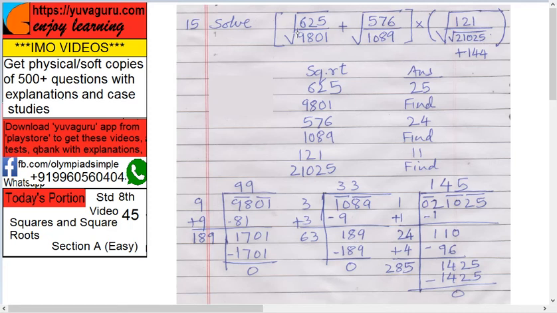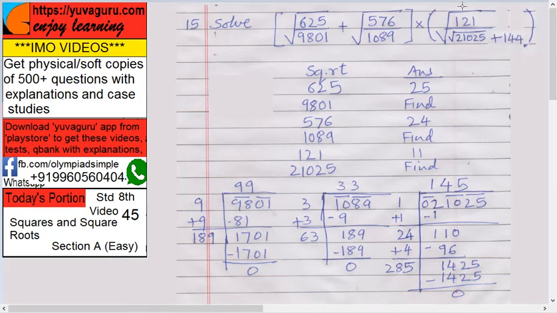Solve this expression. It is given as: square root of 625 upon 9801 plus square root of 576 upon 1089, this whole bracket into square root of 121 upon, again, square root of 21025 plus 144.